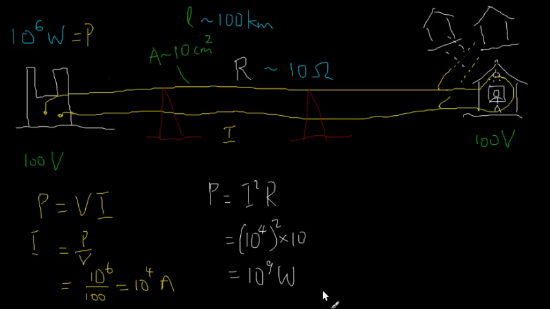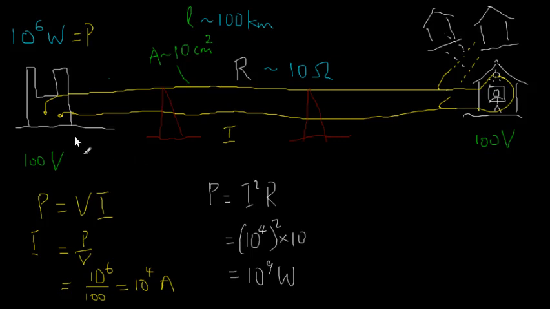Now you might notice that we have a problem. The power that we are sending out is 10 to the power of 6 watts. And 10 to the power of 9 watts is going to be lost in the cable. In other words, that's 1,000 times more power than what we are sending out. So even before the electricity has traveled maybe part of the way, all the power would have been lost. So this is just not going to work at all.